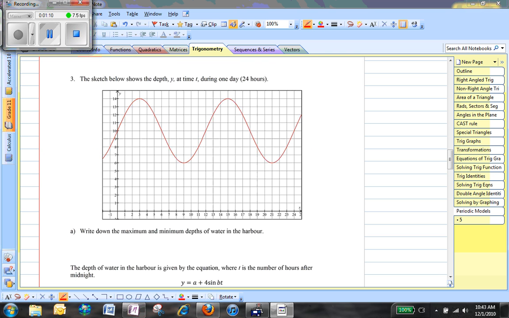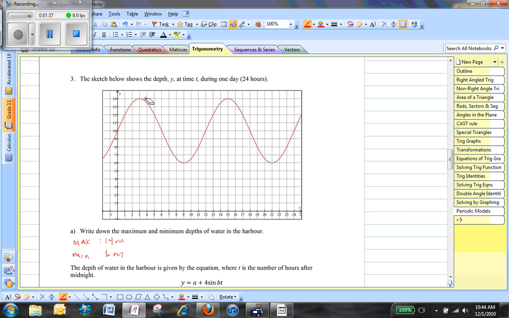In the next question, the sketch below talks about the depth, y, at a time t during one day, which is 24 hours. So look at the scale at the bottom. Notice that it says up to 24. It says here, write down the maximum and minimum depths of the water. So the maximum, the highest that it goes, looking at the diagram, is 14 meters. And the minimum, or the lowest that it goes, is 6 meters. And I simply look here and here.